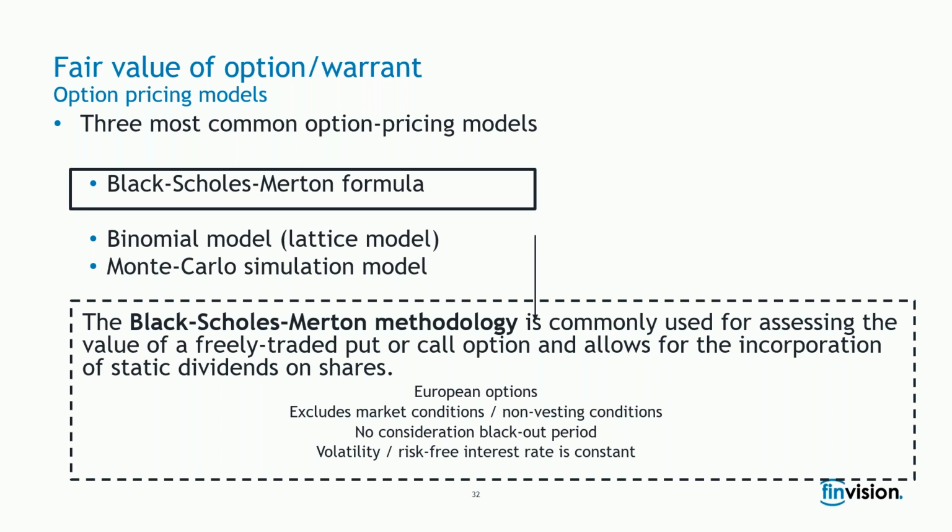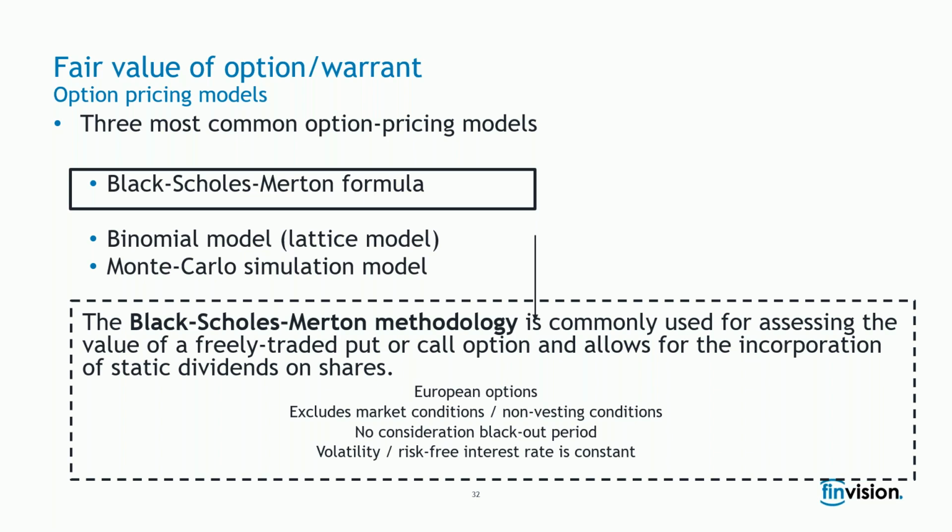Now, what is important to know: when should I use the Black-Scholes-Merton formula? I think in 75% of the cases it is used when valuing stock options, straightforward stock options. So it's very commonly used in assessing the value of freely traded put or call options. And you can also incorporate dividend yield. So for a company that has a history of paying out dividends, it can be included.